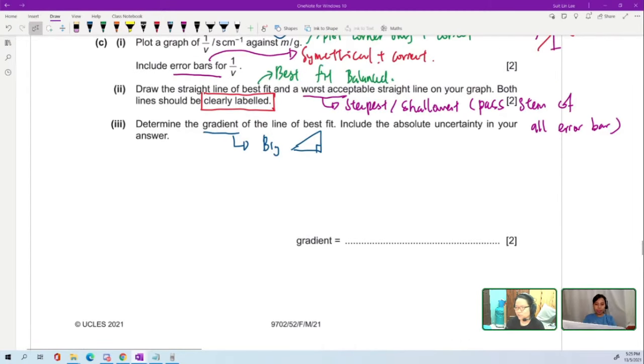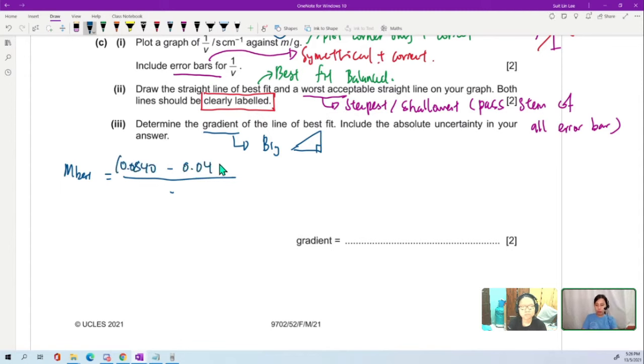What are the values for your triangle? You need to find the gradient and then the uncertainty. So we need to find the gradient of the best fit and the worst fit. Firstly, we're going to find the gradient of the best fit. You write your working, just write best. Whatever two points you have, y2 minus y1. In this case it would be 840, 0.0490, based on the graph that we have drawn.